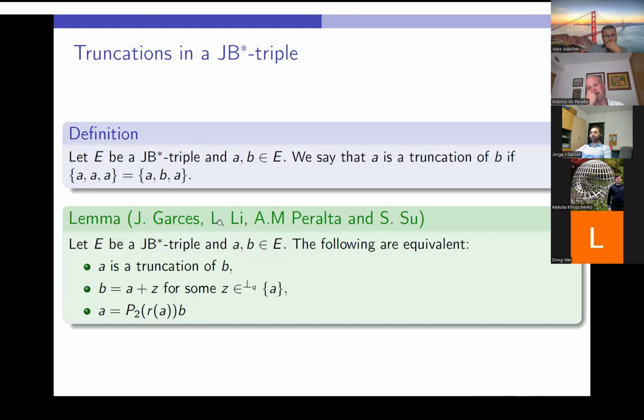Okay, so our first result on truncations is that the same characterization that was possible for C*-algebras also is true for JB*-triples, and we have some additional characterization here in terms of elements in the inner annihilator of the element a. So this is our first result on general JB*-triples.